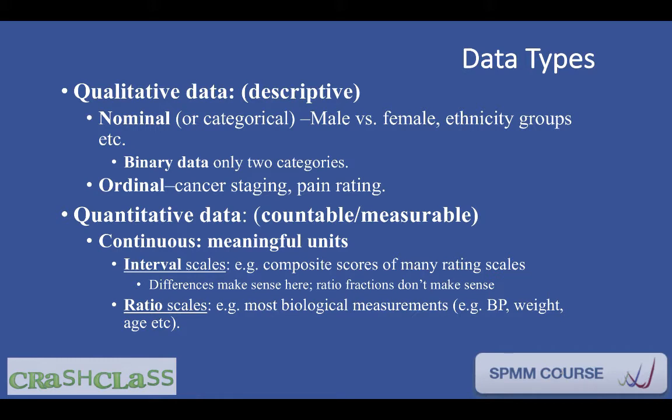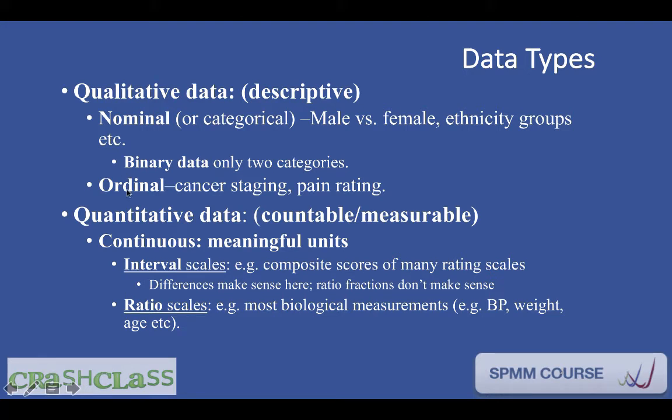Can you give me an example of multiple categorical data? Blood types. A, B, O, AB. So these are multiple categories. Ethnicity groups is also multiple categorical data. So nominal or categorical data could be binary or multiple categorical.